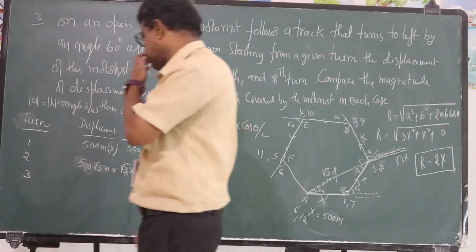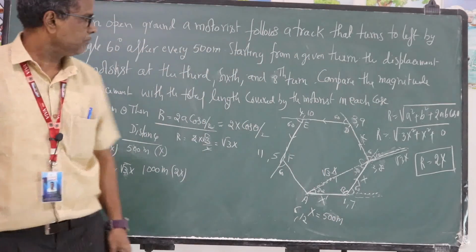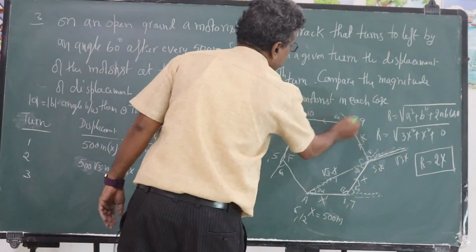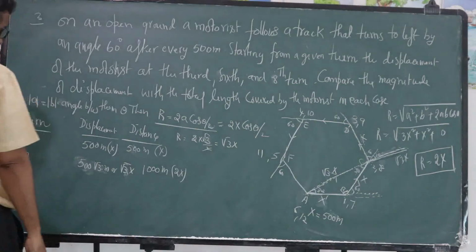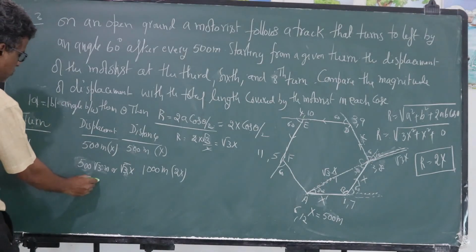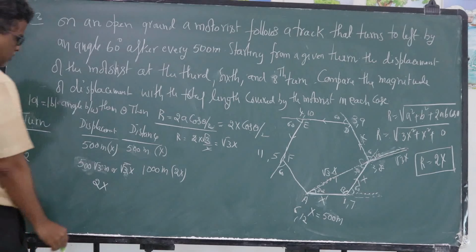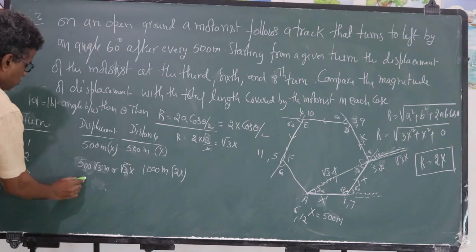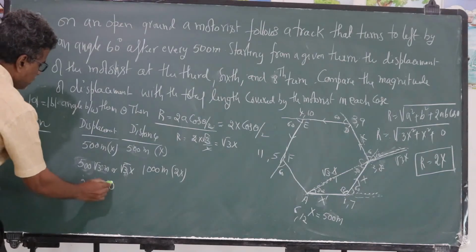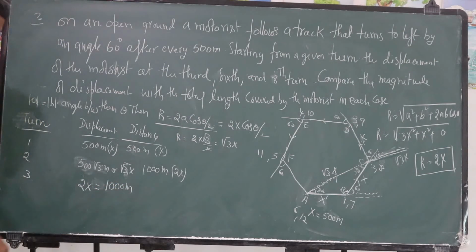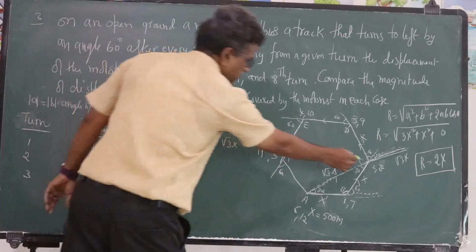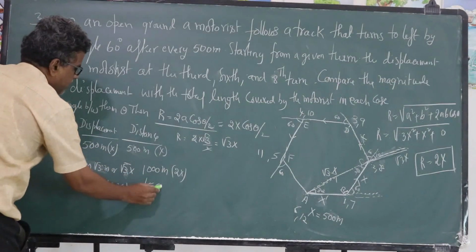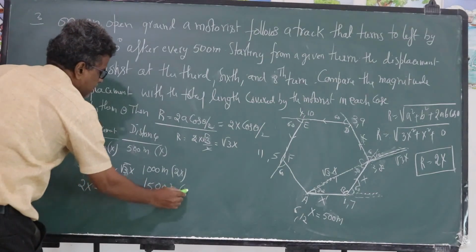I got 2x here after the third term. First lap, second lap, third lap. This is 2x displacement. So what does 2x mean? 2x is equal to 1000, so 1000 meters displacement. Distance is 500, 500, 500, that is 1500. So 1500 meters, that is 3x.